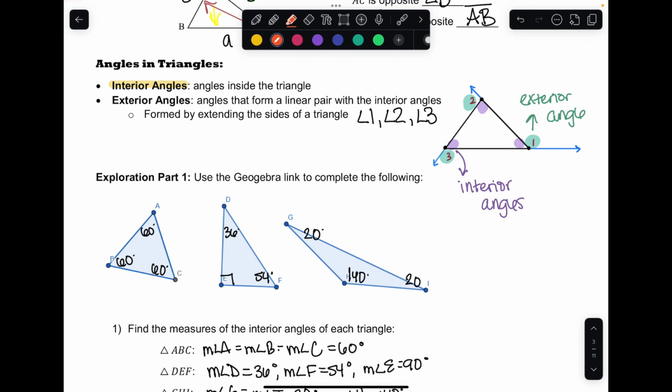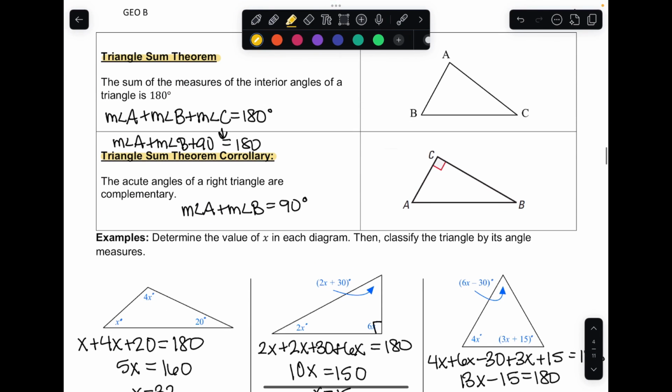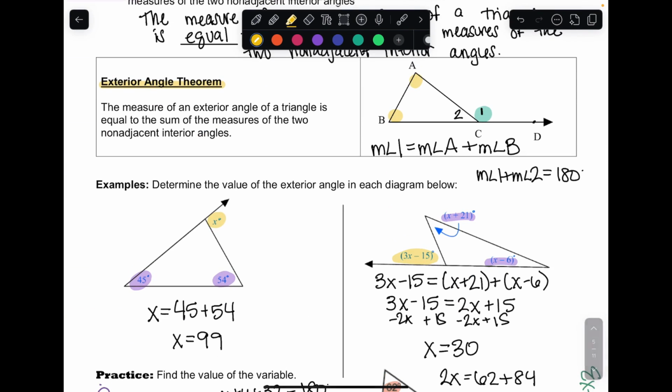So we classified some. We started talking about interior and exterior angles. And then we discovered that all the interior angles of a triangle add to 180. And the exterior angle is equal to the sum of the non-adjacent interior angles.